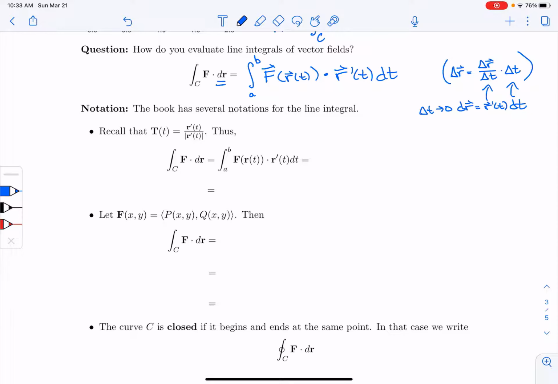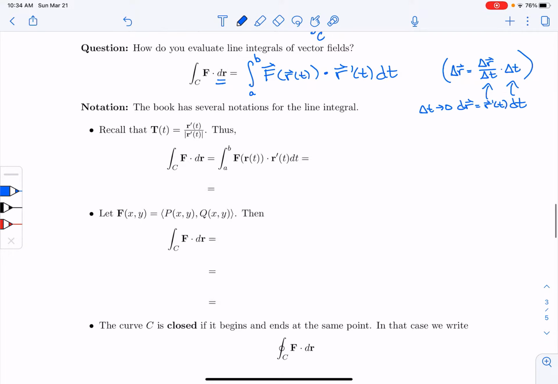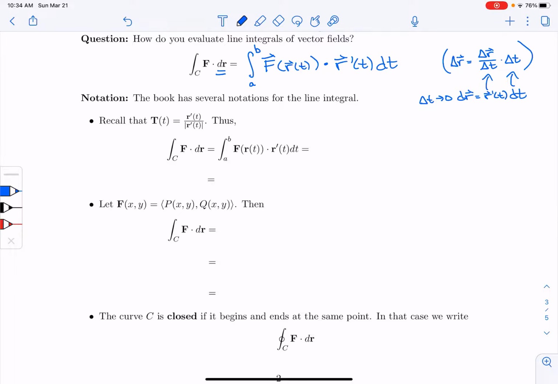And so we can evaluate this type of line integral by evaluating the force along the curve r of t, and then computing that dot product with r prime of t, and then integrating a single variable function dt. Now, the book has several notations that it uses for this line integral. And these correspond to several different notations that are used in different contexts in mathematics and physics.